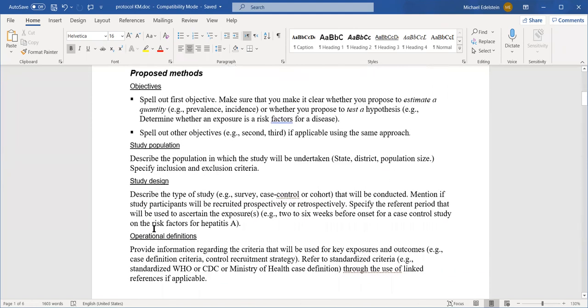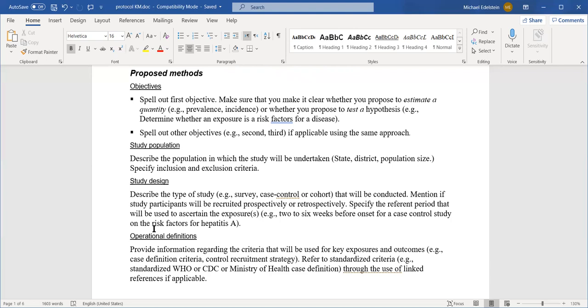So the next thing that you will include in your protocol is the methods. You've explained why what you're going to do is important. Now you're going to explain how you're going to do it. So here the objective in this template is in the methods. It could also be in the background. It doesn't really matter where it is, but it needs to be there.